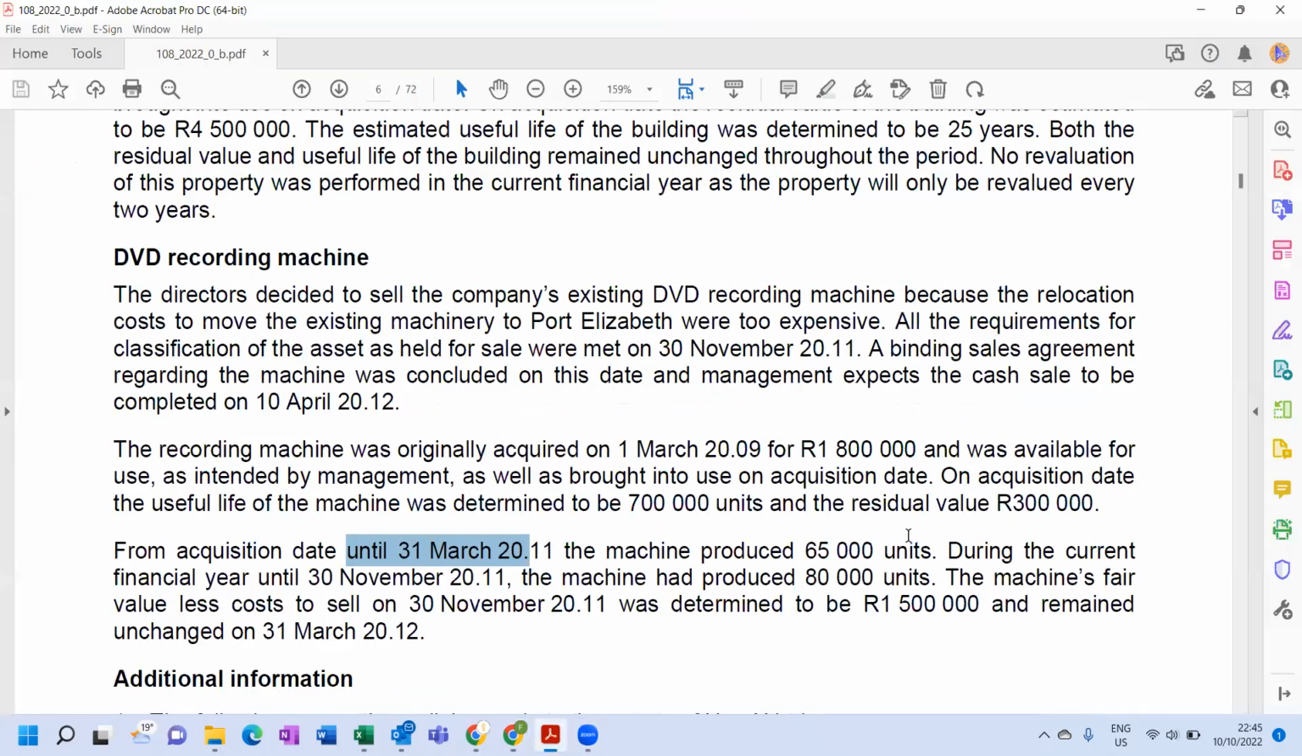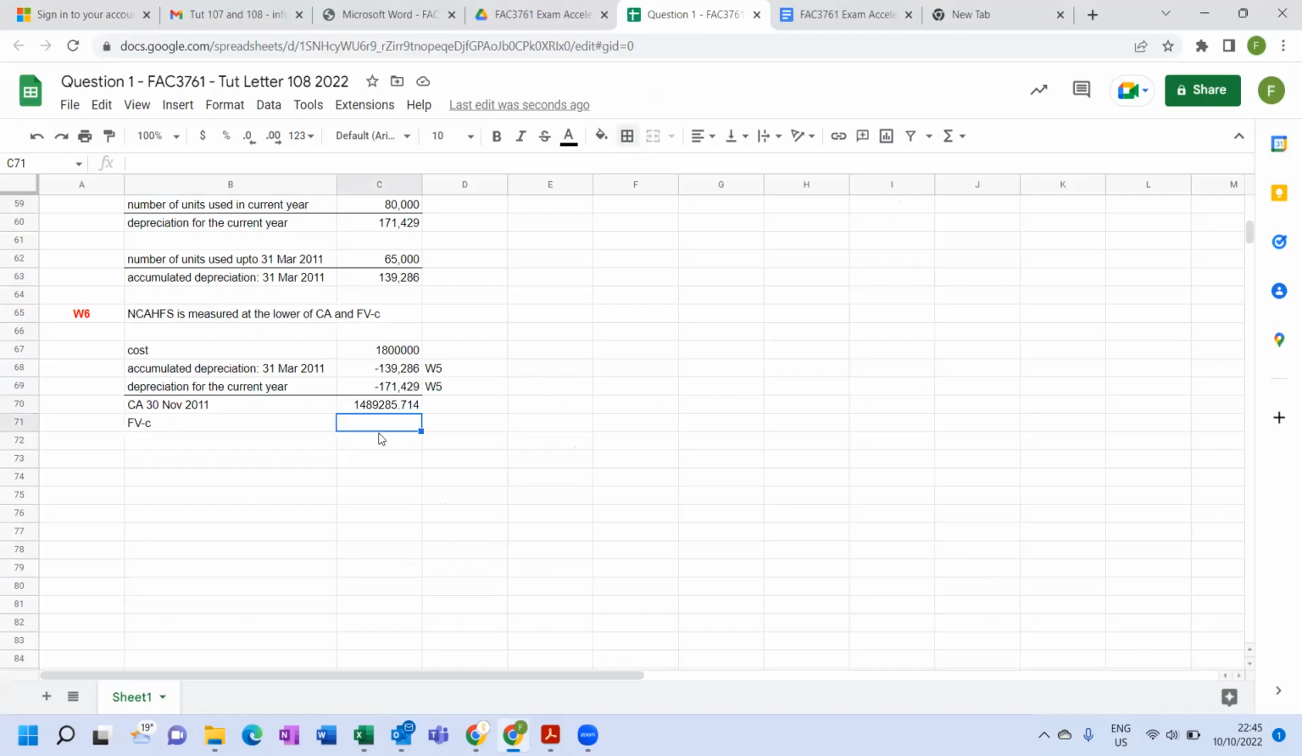Okay, where was that now? So somewhere, here we go. The machine's fair value less cost to sell was determined to be 1.5 and remained unchanged on 31 March 2012. So fair value less cost to sell on 30th November 2011 was 1.5. Okay, so remember, what do we want? It must be recognized at the lower of carrying amount and fair value less cost to sell.